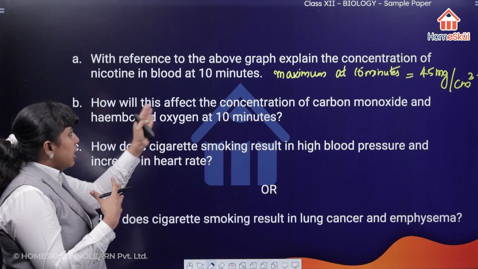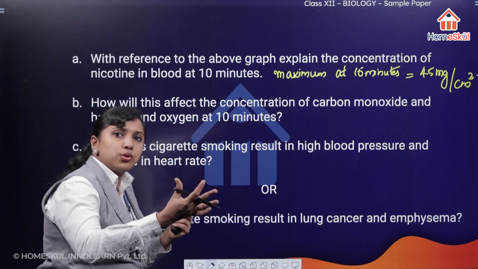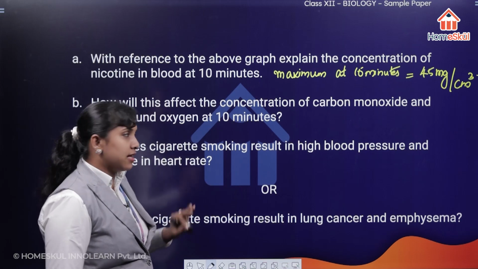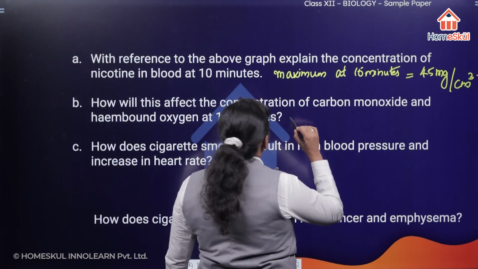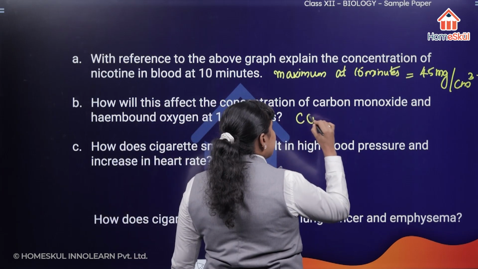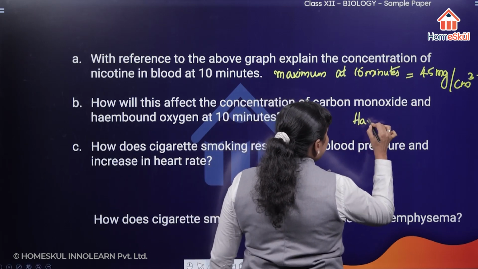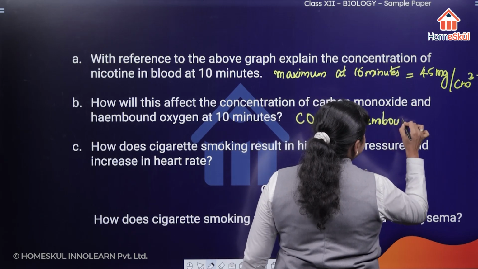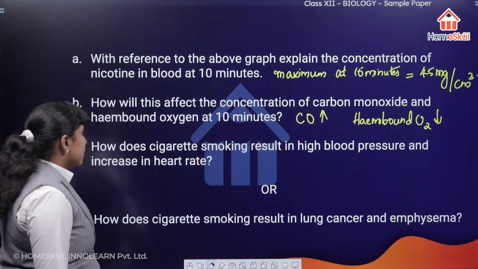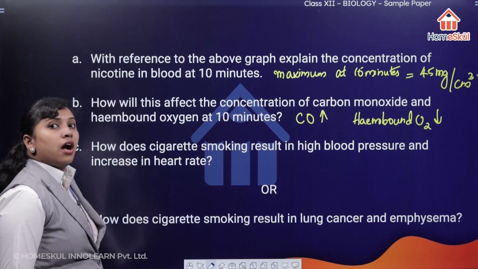We know that the affinity of hemoglobin towards carbon monoxide is more than that of oxygen. So at this particular stage, we can say that the concentration of carbon monoxide in the blood increases, where the concentration of heme-bound oxygen decreases. Clear?